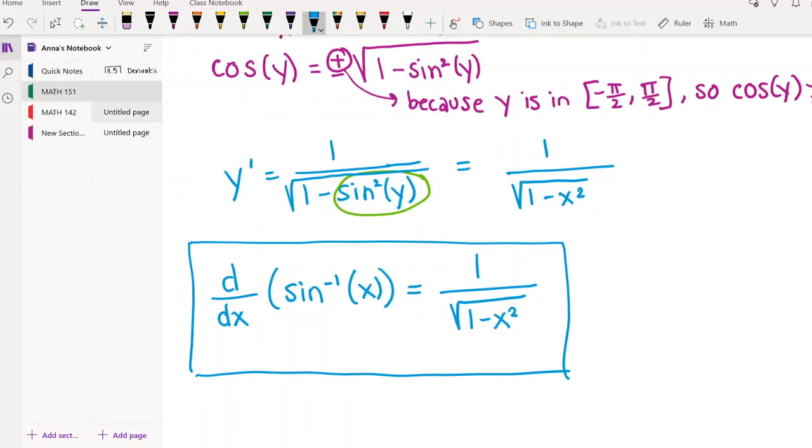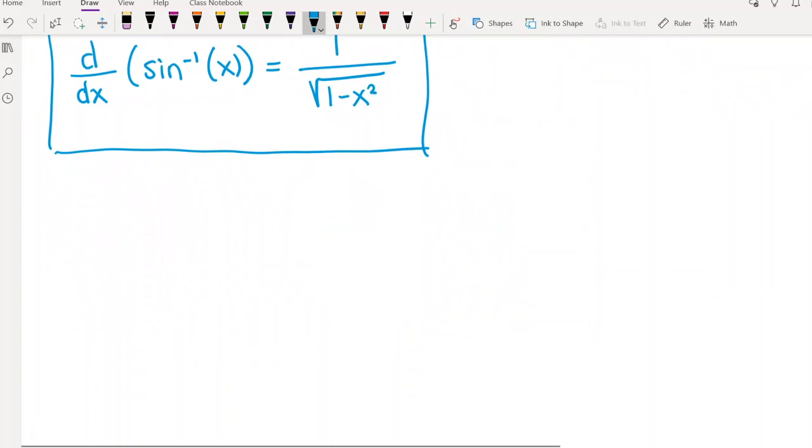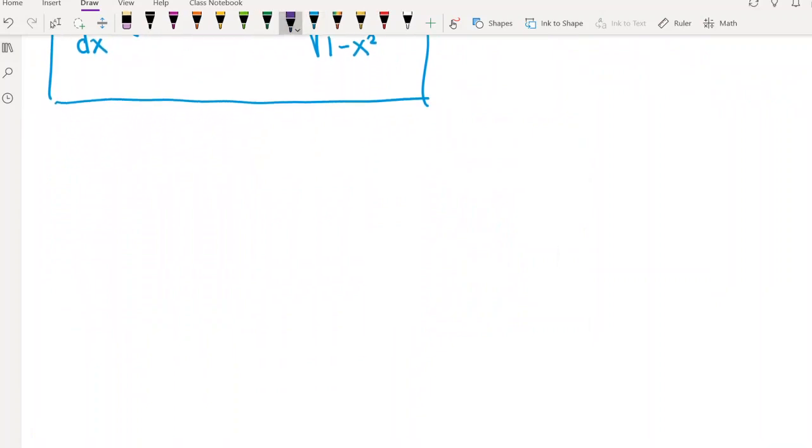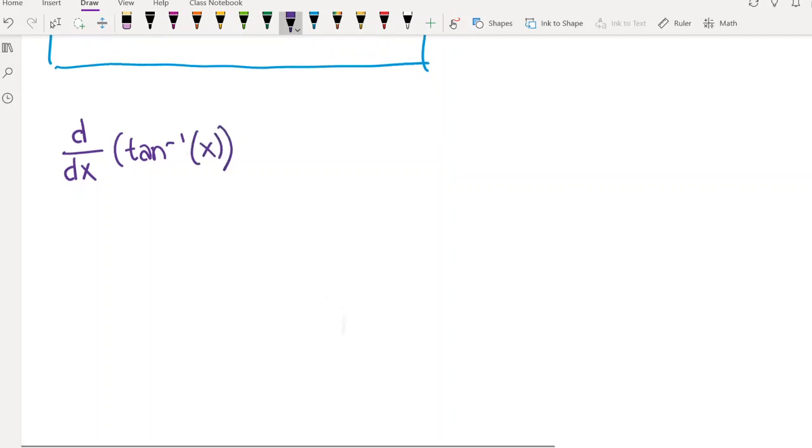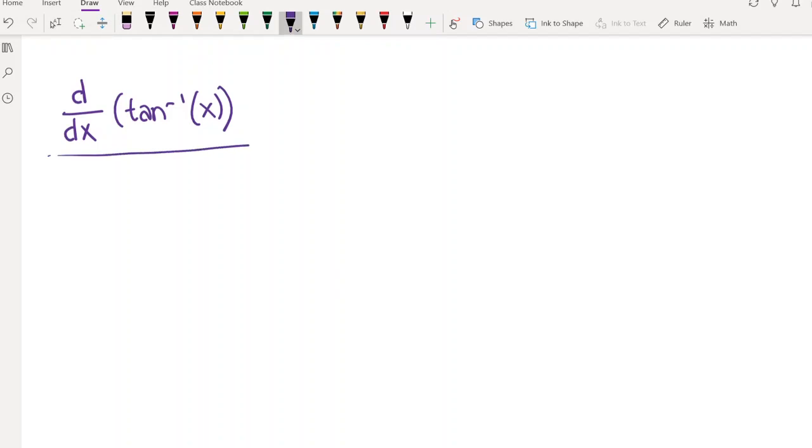Okay, so one more example, and maybe I'll just do this on the same page actually. So let's now do the derivative of inverse tangent of x. So for this one, again, we want to start with this kind of statement. We want to say y is equal to inverse tangent of x, and our goal is going to be to find y prime.